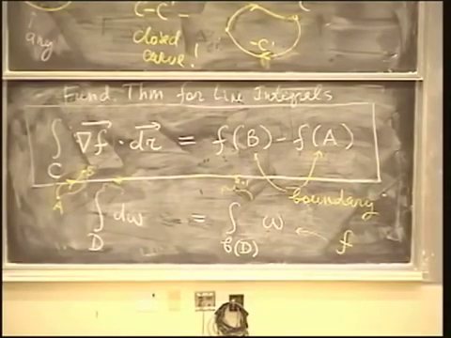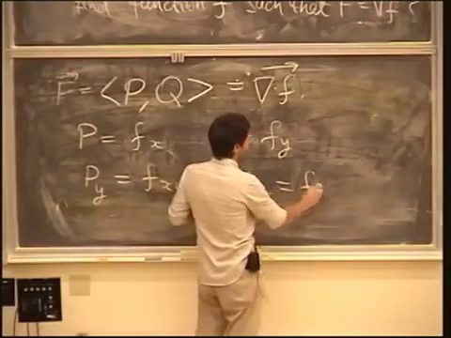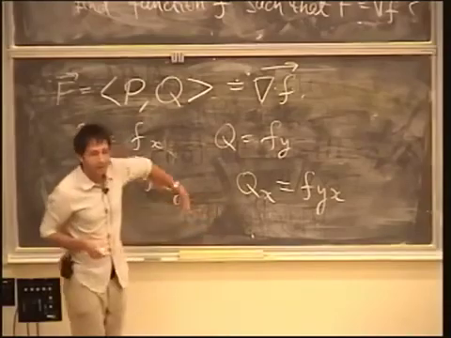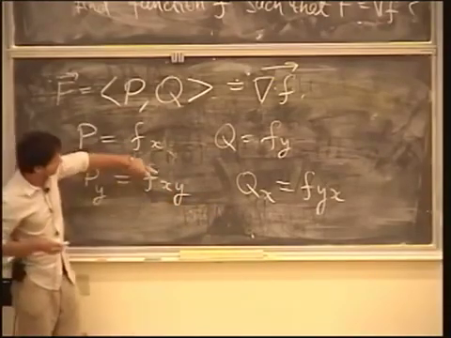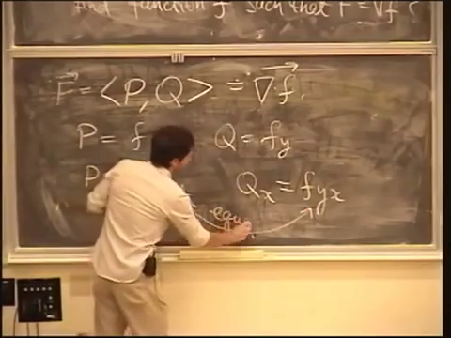I can take P sub y, the partial derivative of P with respect to y. If I do that, I get f xy. On the other hand, I can take Q sub x, the partial derivative of Q with respect to x, and that's f yx. So now remember, our good friend Clairaut told us that if you have a function which has continuous first partial derivatives, then it doesn't matter in which order you take second partial derivatives. These two things are actually equal to each other.